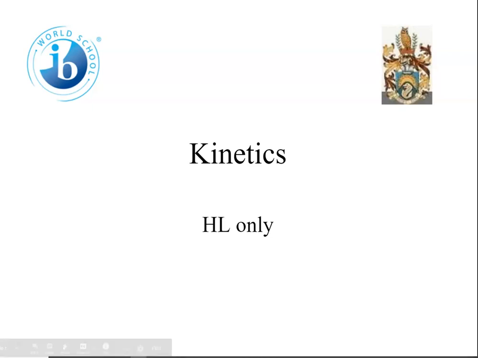So here we go, the final section of the higher level kinetics topic. We're pretty much bang on where I would expect to be at this time of the year. The one thing missing obviously is having done some practical work, but those will be relatively straightforward and easy to catch up.